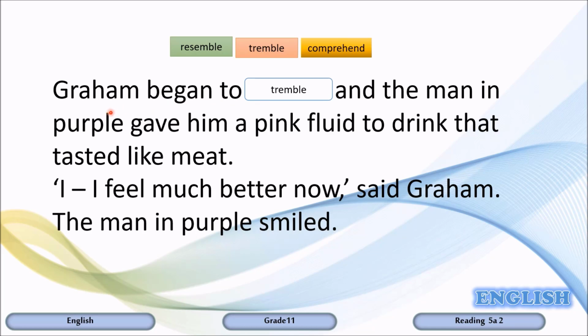Let's read it. Graham began to tremble, and the man in purple gave him a pink fluid to drink that tasted like meat. Now, my question for you is, what did Graham begin to do when the man in purple gave him a pink fluid to drink? He began, excellent, to tremble. This showed that he was either frightened or confused. And look at the picture, so you will understand what I mean by tremble. Thank you very much. Let's move to the next word.